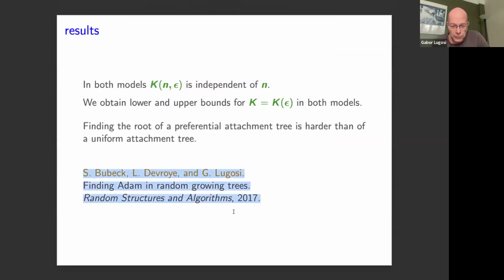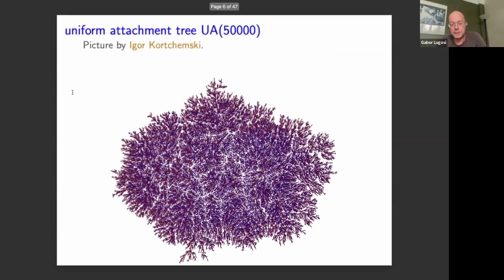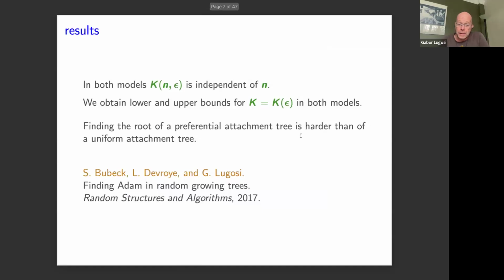Now, this is an older paper with Seb Bubeck and Luc Devroye, where we showed, and we were surprised, that in both models, both uniform and preferential attachment, the size of the confidence set is independent of the size of the tree. What that means is that if I show you this tree of 50,000 vertices, finding Adam in this tree is not easier than if the tree had 50 million vertices. Another surprise was that finding the root vertex in the preferential attachment tree is strictly and provably harder than in the uniform attachment tree.